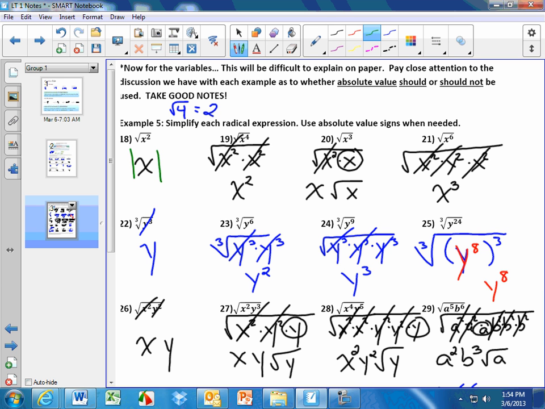Okay, number 2, x to the 4th. We talked about it in the 1. All even exponents are going to be positive. The radical is positive, it has to be. The question is, could x itself be negative? Yeah, it could.